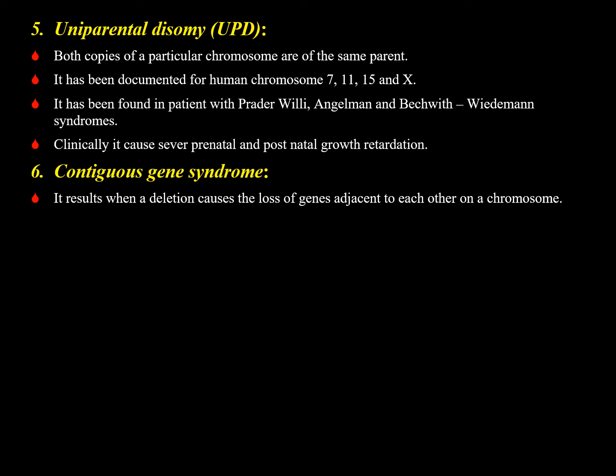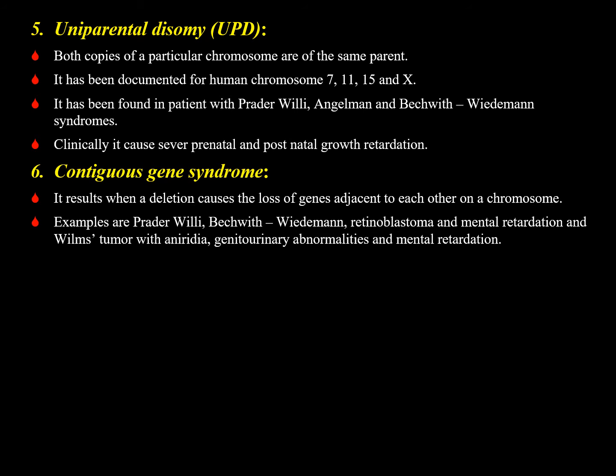Deletion, which we took at the beginning of the lecture, causes a loss of genes adjacent to each other in a chromosome. That means we have a deletion in one chromosome and the genes adjacent to each other are deleted, called contiguous gene syndrome. Examples can occur in Prader-Willi, Beckwith-Wiedemann, retinoblastoma, and Wilms tumor with aniridia, genitourinary abnormalities, and mental retardation.